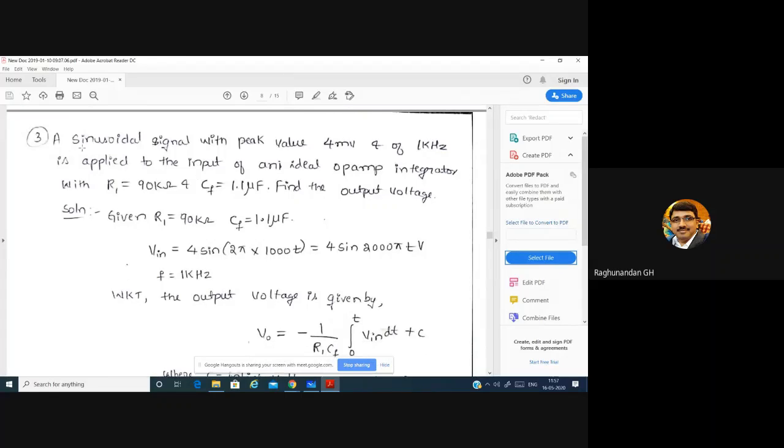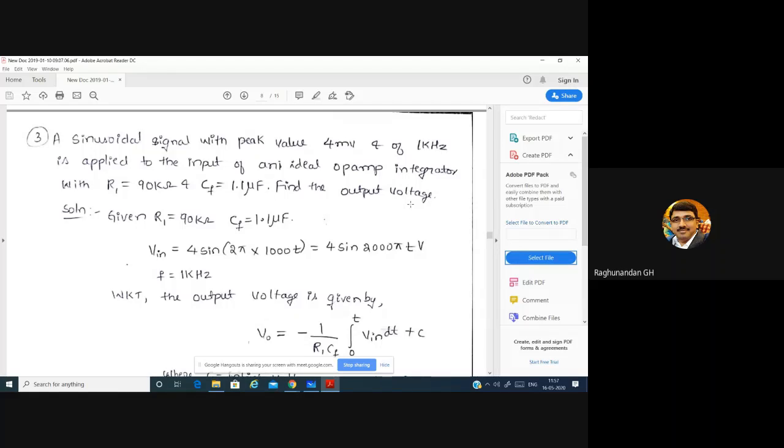So these are the questions under worst case, or the toughest questions you might get. A sinusoidal signal with a peak value of 4 millivolt and frequency of 1 kilohertz is applied to the input of an ideal op-amp integrator. R1 is equal to 90 kilo ohm, Cf is equal to 1.1 microfarad. Find the output voltage.